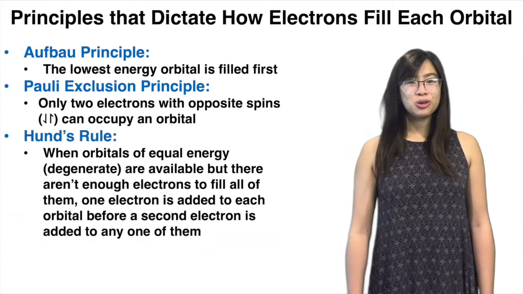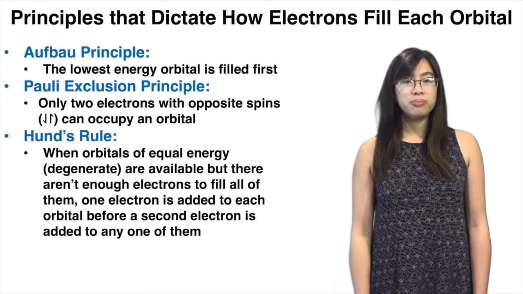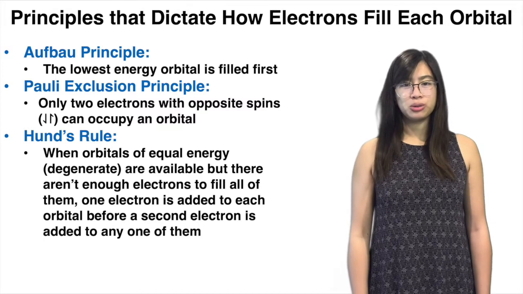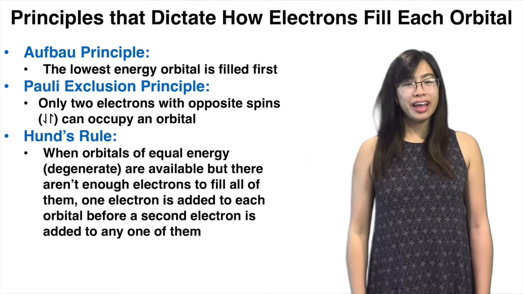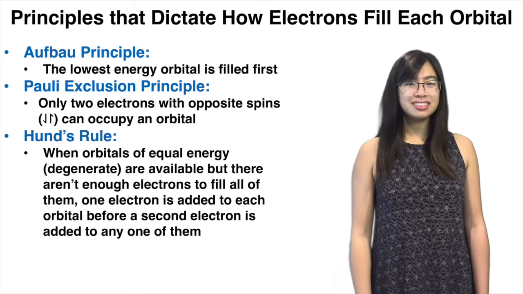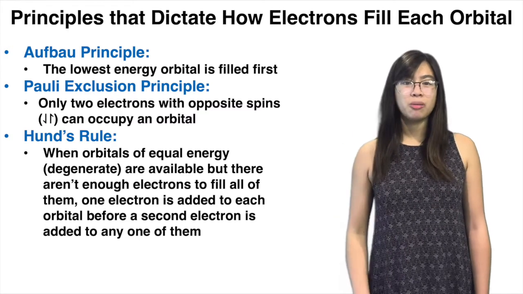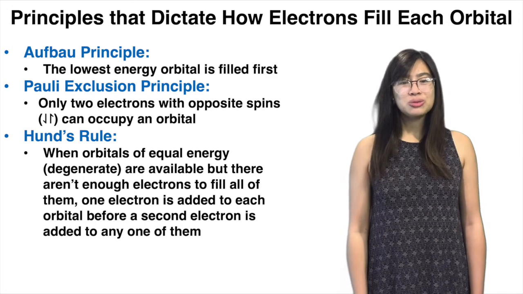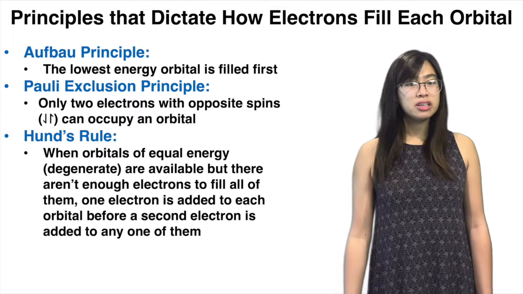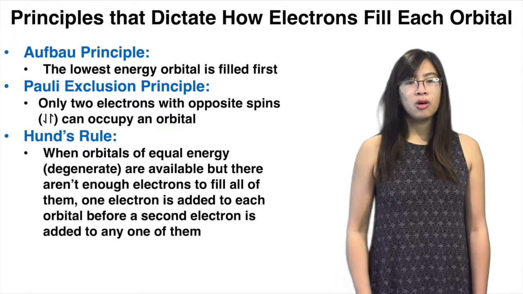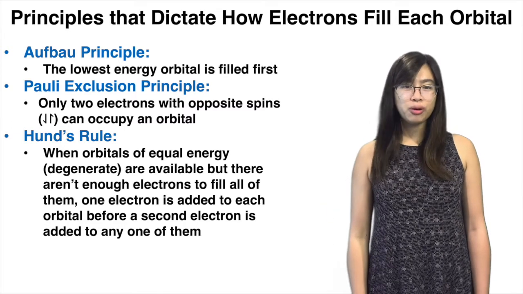The order in which orbitals are filled by electrons is determined by 3 principles. The Aufbau principle states that orbitals fill in order of increasing energy from lowest to highest energy orbital. And the Pauli exclusion principle states that each orbital can accommodate a maximum of 2 electrons that have opposite spin states. And Hund's rule states that when orbitals of equal energy are available, but there aren't enough electrons to fill all of them up, one electron is placed in each of the degenerate orbitals first before electrons are paired up.